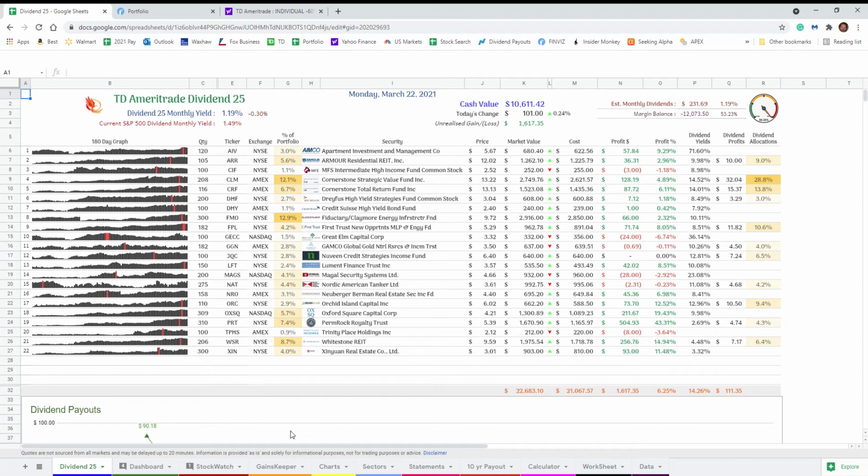Look at the screen. Again, what we're trying to do is create a dividend portfolio that's going to give us about $4,000 per month in dividends. And I'm hoping to achieve this in a 10-year period. Currently, if you look over here, I'm getting about $231.69 per month. But again, we're just getting started.